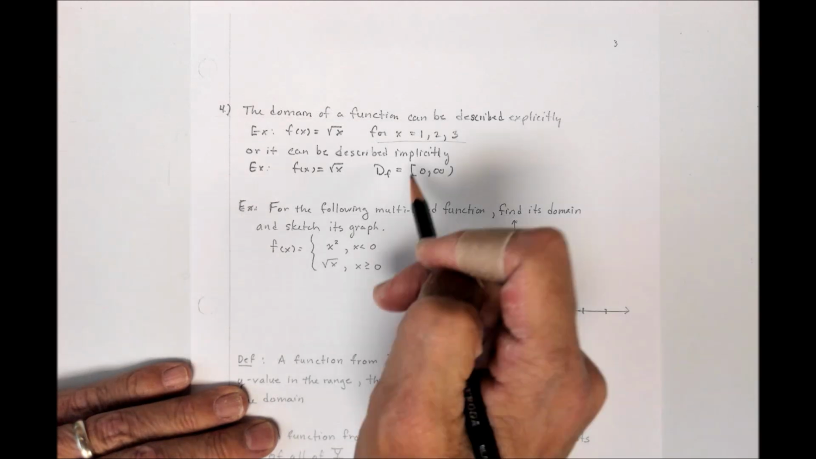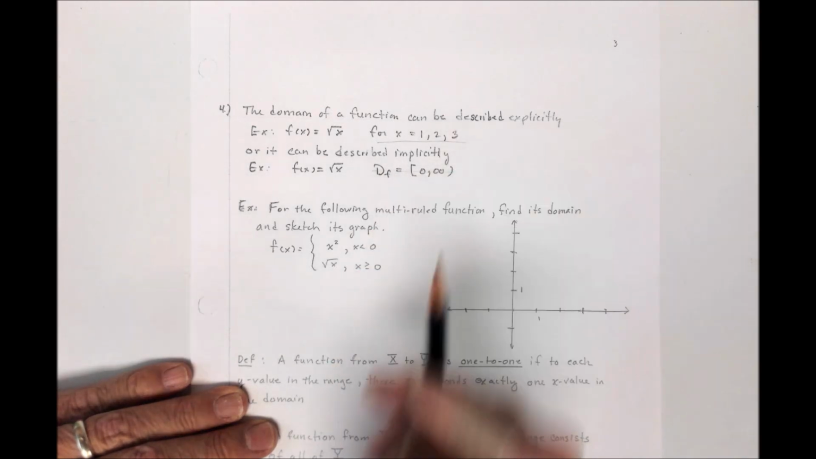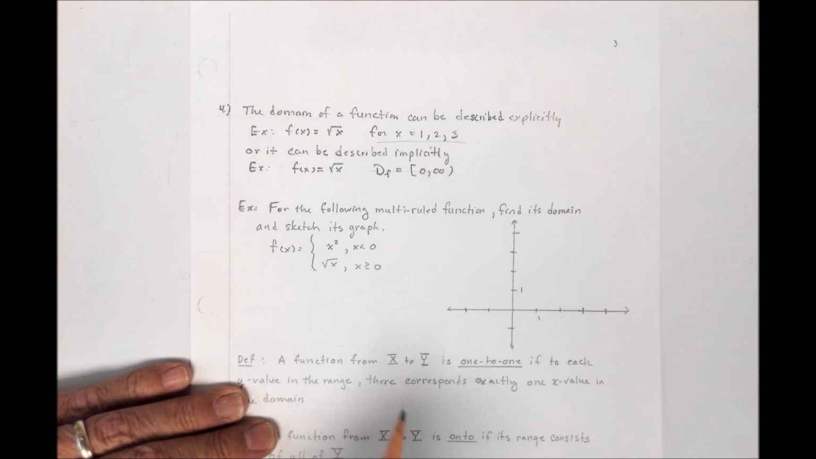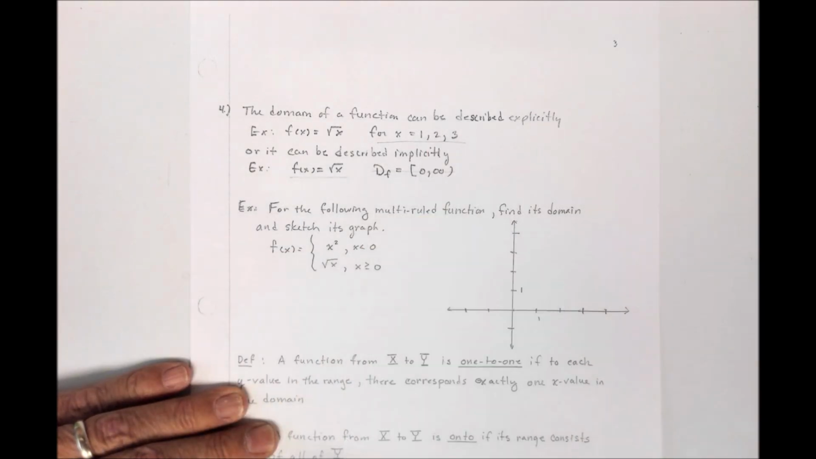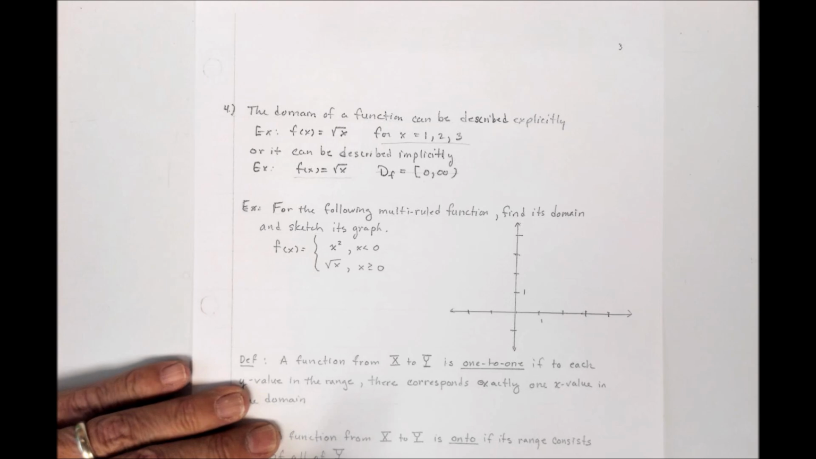So this won't always be given. They may ask you for this. This may be something that you have to write down. But if they just give you the function without a specific domain, then we say that the domain is described implicitly, and we put down the largest possible domain that we can.